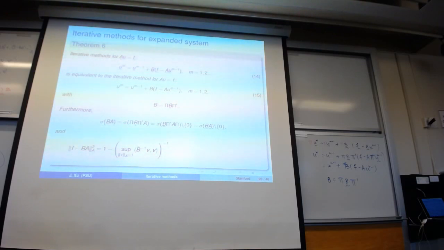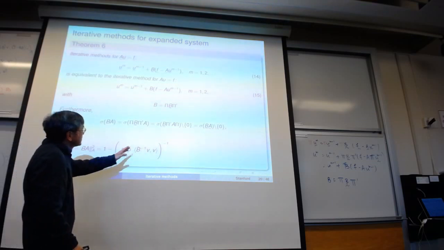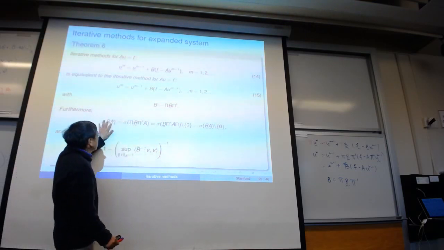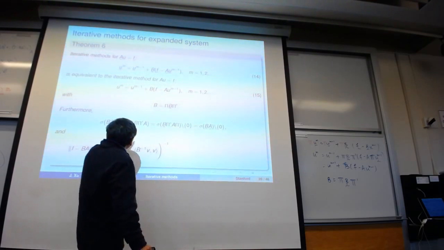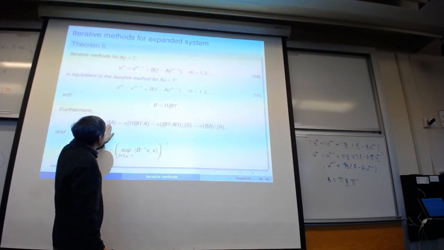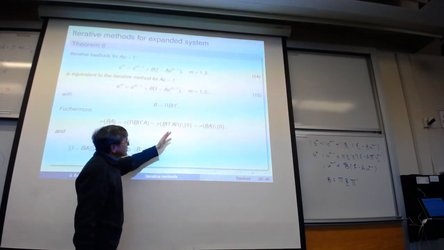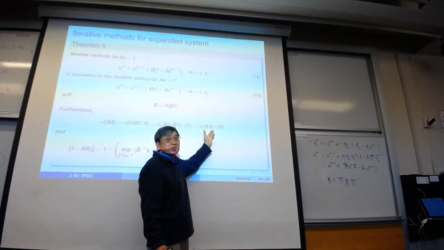So this is simple. If you do that, this one is a non-singular problem, and this one is a singular problem. The spectrum of B times A is the same as the non-zero spectrum of B tilde A tilde.